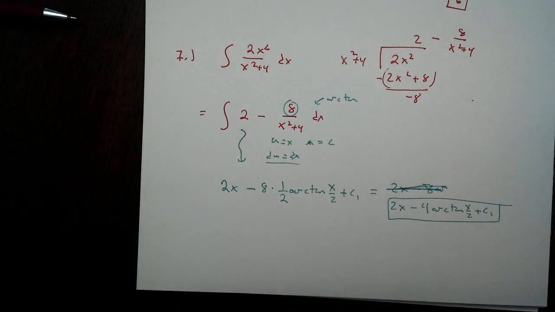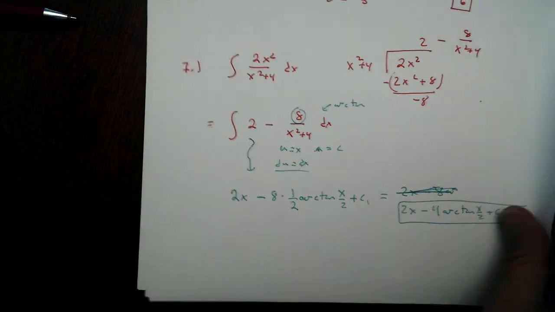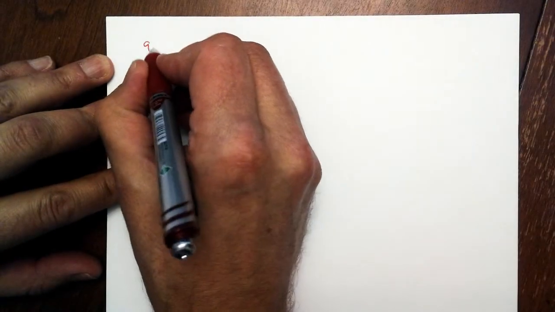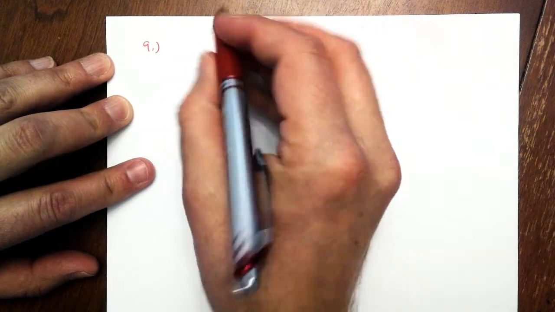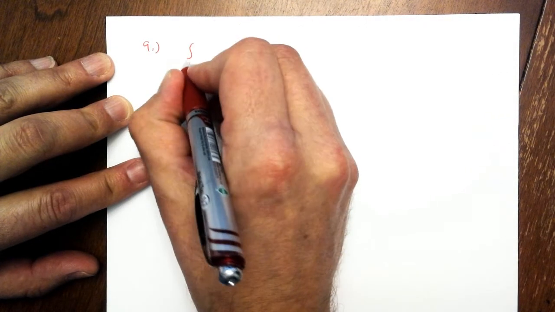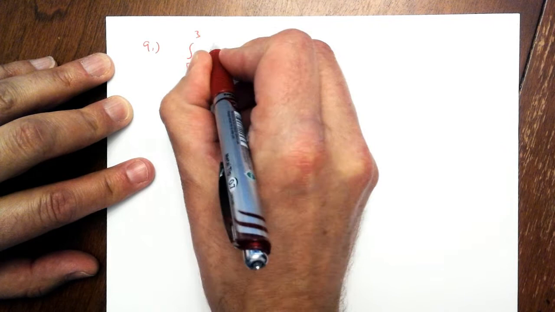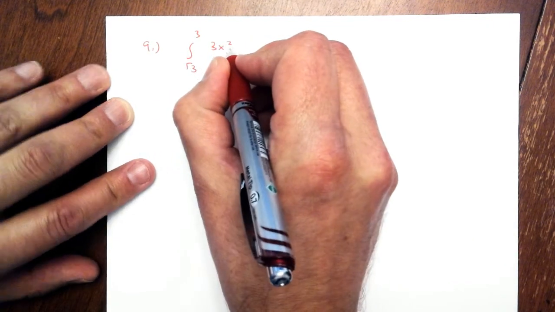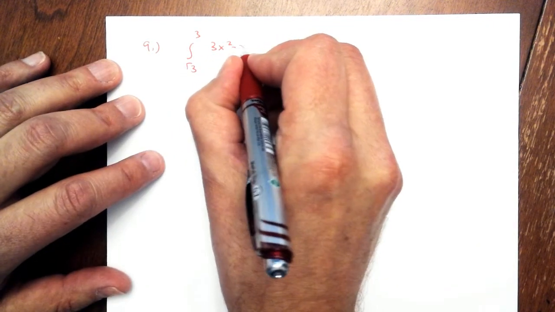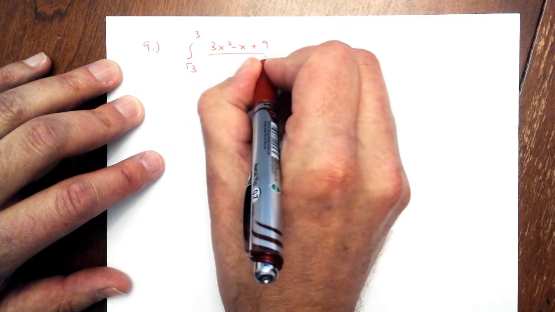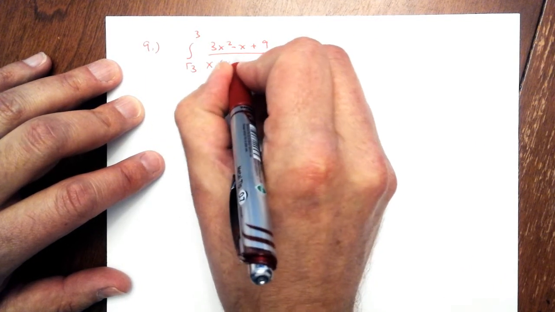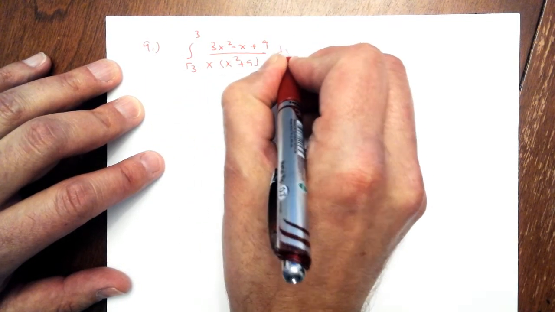Okay, let's take a look at one of the hardest ones that we could ever give you. Ready here? All right, this is another integration by partial fractions. This is number 9 on the worksheet if you're following along with my homework, but if you're just following along for the fun of it, this is a really good one. From root 3 to 3, the integral of 3x squared minus x plus 9 over x times x squared plus 9 dx.